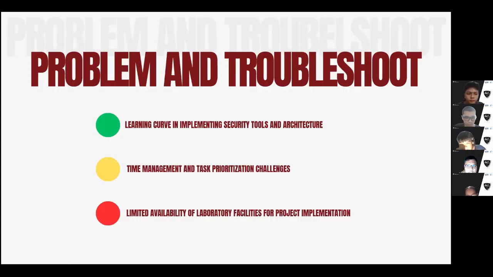Now I will explain the problems and troubleshooting, and also the future works. For the problems and troubleshooting, first, our team experienced a learning curve in implementing security tools and architecture, which is in understanding and implementing various security tools and system architecture. Second, we faced challenges in managing project priorities and time effectively. Finally, limited laboratory availability sometimes delayed our implementation and testing process.